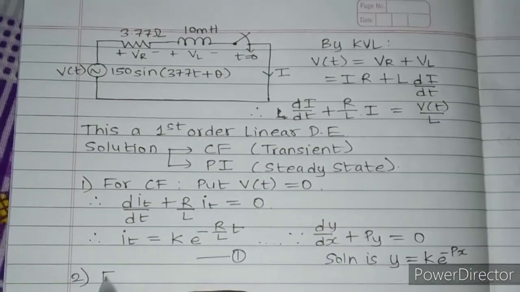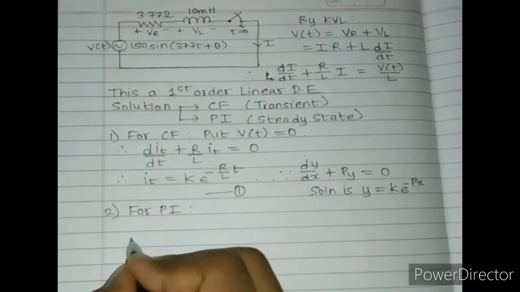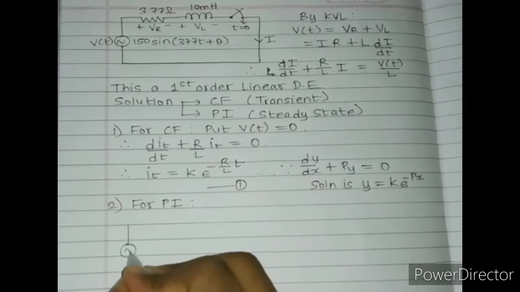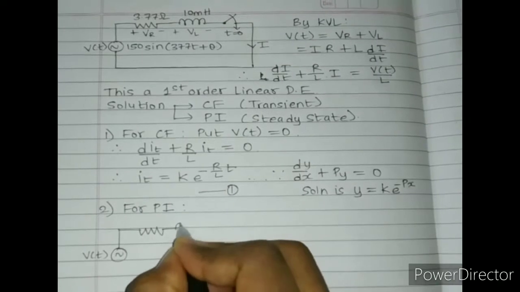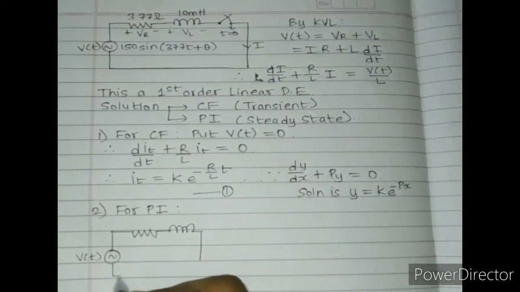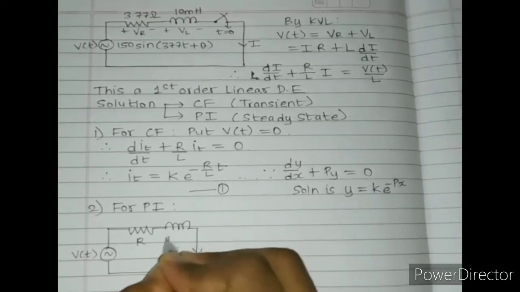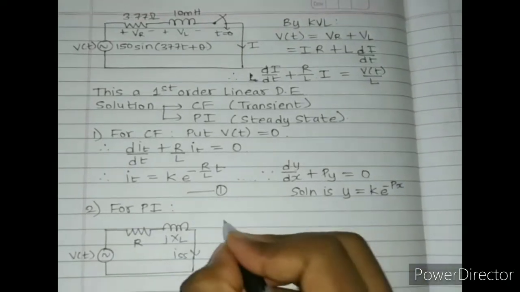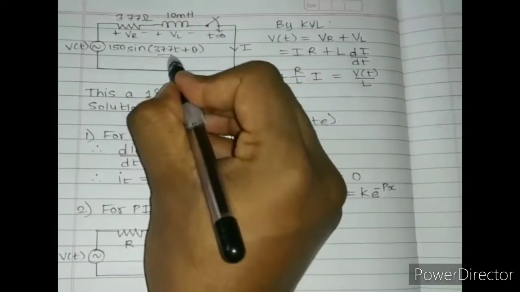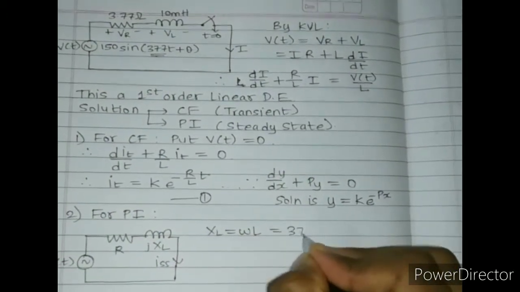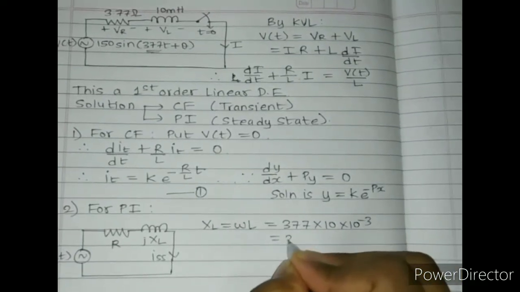And now for particular integral. Let's construct this circuit once again. V of t over here. This is your resistor, inductor. The current be ISS, or jXL. XL is equal to omega L is equal to 377 into 10 into 10 raised to minus 3, which is equal to 3.77 ohms.